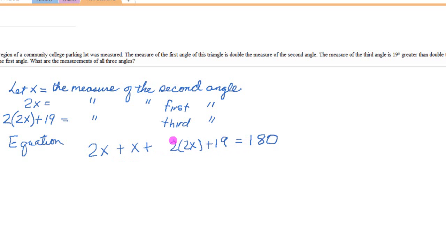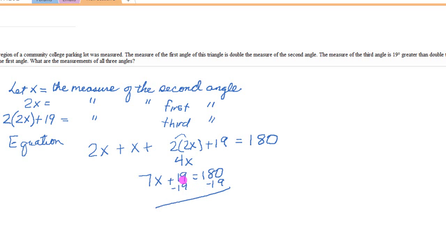So the first thing you should do is combine these like terms. 2 times 2x is 4x. And we're going to add the 4x plus the 1x plus the 2x. That's going to give us 7x. So those are the like terms on the left, plus the 19 equals 180. Now what we want to do is isolate the x. So we're going to subtract 19 from both sides. That's our first step. We want to get this x alone, so we need to move over the 19.